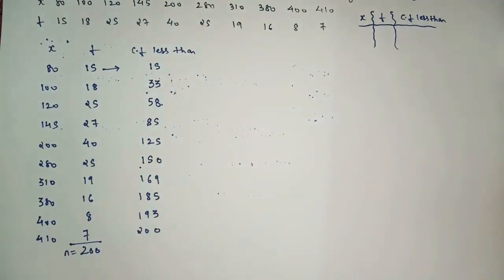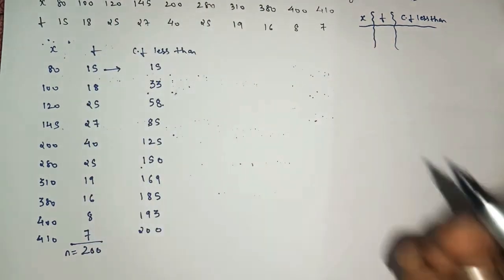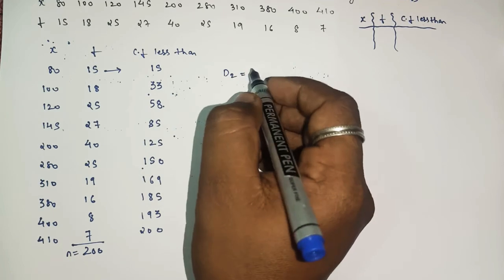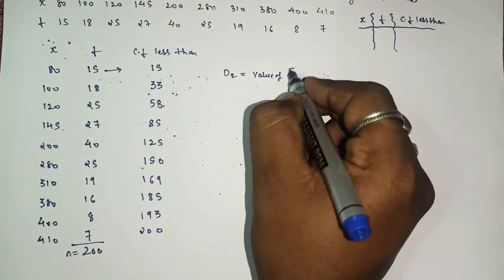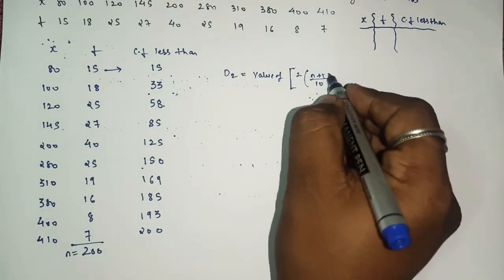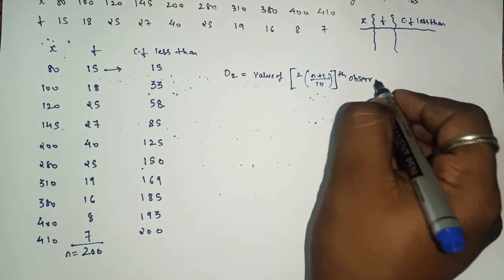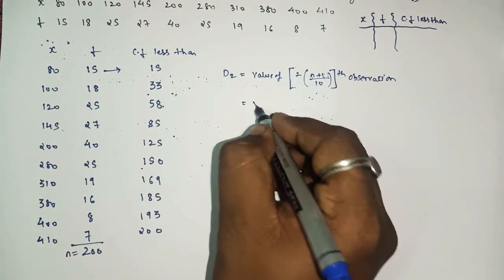So I hope you all understood this until here. After this, the first one is what we have to find: D2. So we'll write the formula for D2. So D2 will be equal to what? Value of (2(n+1)/10)th observation. As I told, for type number 1 and type number 2 the formula will be the same.